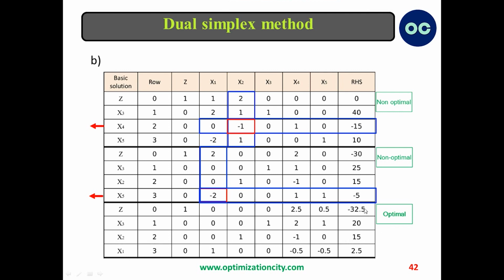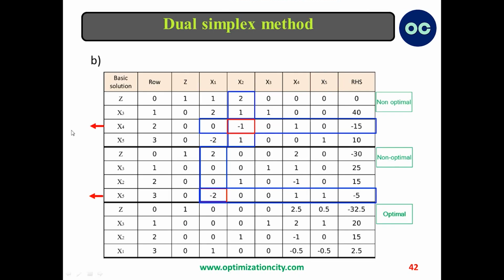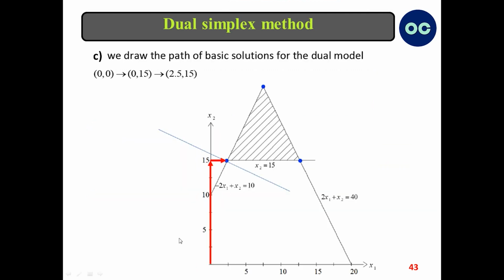So in the last part, we draw the path connecting the basic solutions through the dual simplex method. We can represent the basic solution as a point on the graph. Starting from the initial basic solution in the first iteration, x1 is 0, x2 is 0. So here, this is the first basic solution.